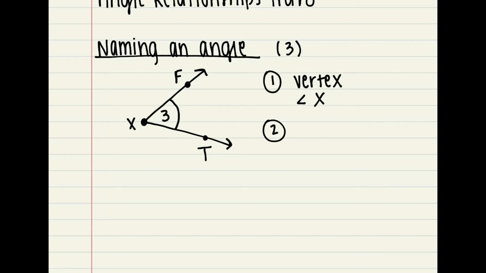The second way that you can name an angle is if it has a number in it, and I'll show you what that means. So right here you see this 3 is right there in that angle marking, so we can actually call this angle angle 3 as well.